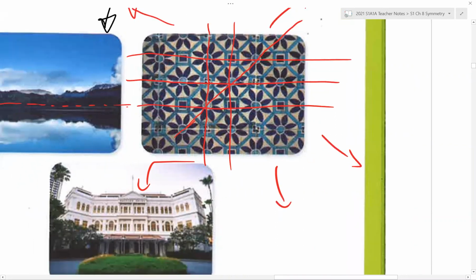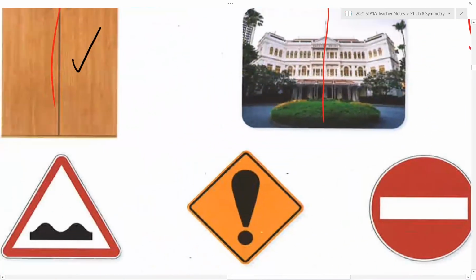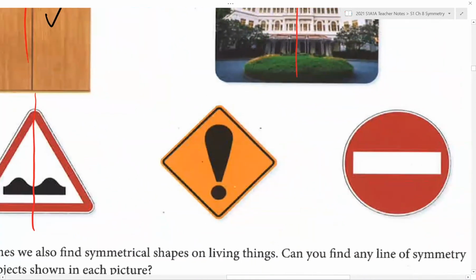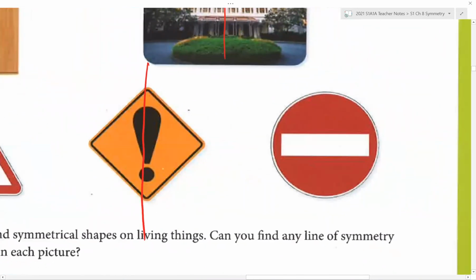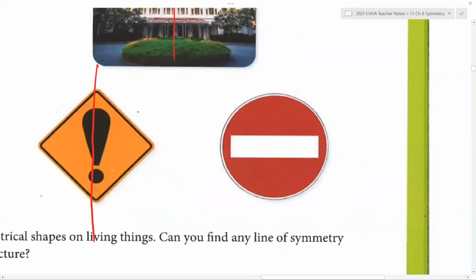Okay. What about this building? I don't know this building, but it looks symmetrical this way, yes? Okay. Bumpy road, line of symmetry, line of symmetry. How about this? Where? Middle here.